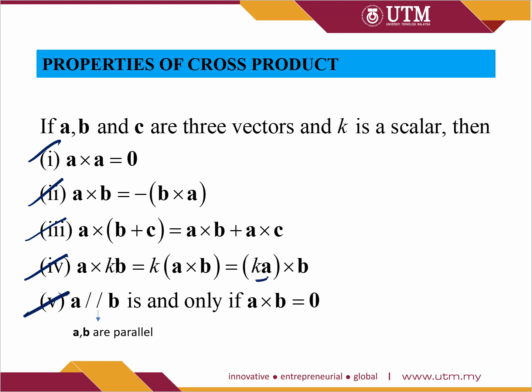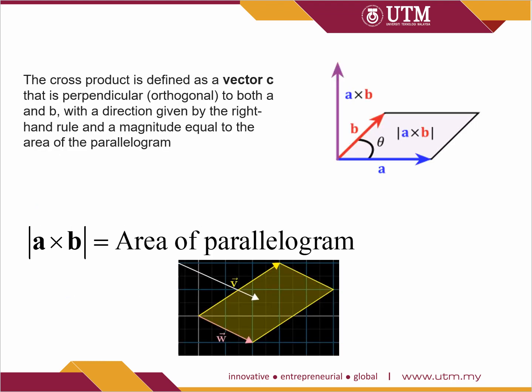And the last one: this symbol refers to parallel, meaning that A and B are parallel if and only if A cross B is equal to 0. Alright, so these are the properties of the cross product.